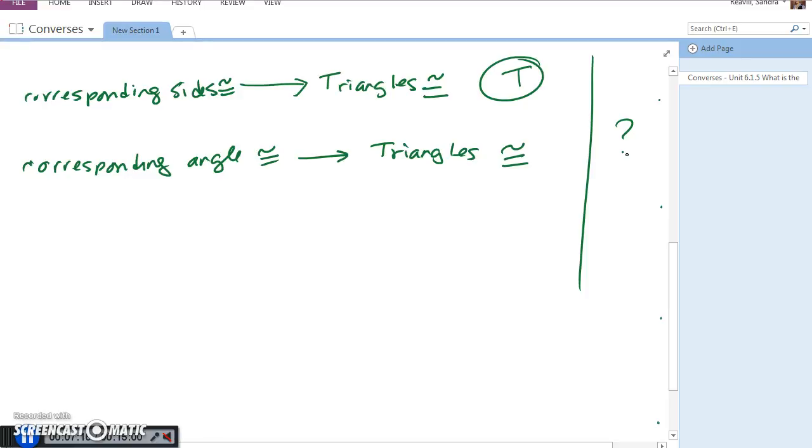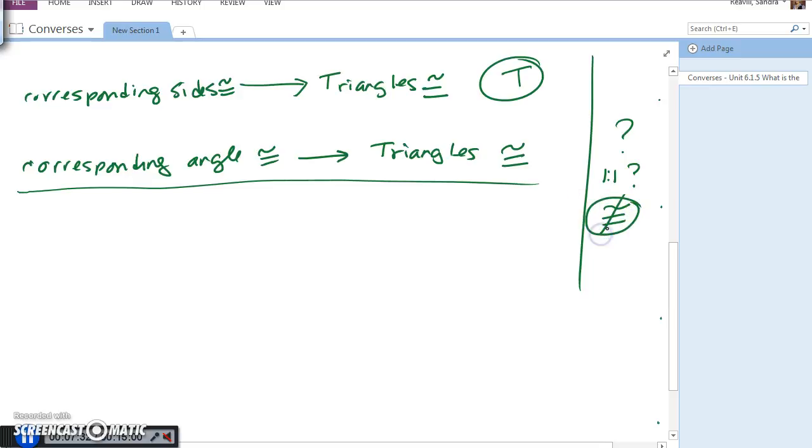So certainly we can say that they're similar. If all of the angles are congruent, we certainly have similarity, but there's nothing about this statement that shows a one-to-one correspondence. So we aren't able to say that they are in fact congruent. It's not strong enough. It only gives us similarity.